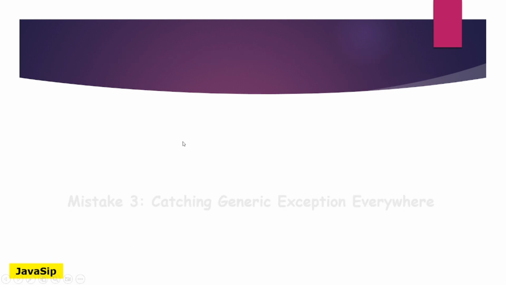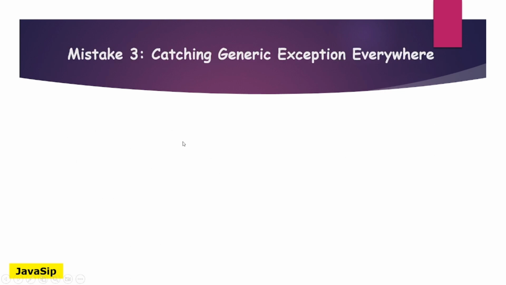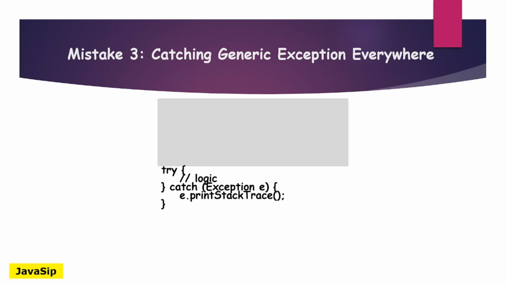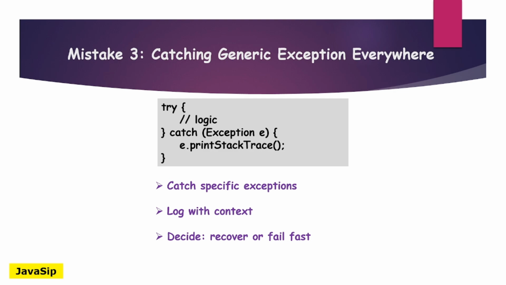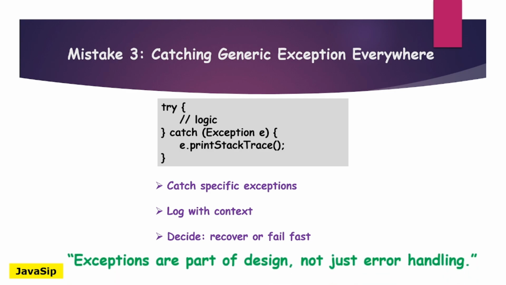Another common mistake is catching generic exceptions everywhere. This hides the real problem. When everything is caught as Exception, debugging becomes very difficult. So developers must catch specific exceptions. They should log with context, and they need to decide whether to recover or fail fast. Exceptions are part of design and not just error handling.